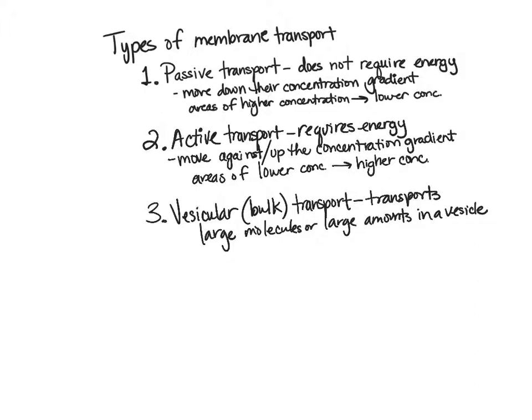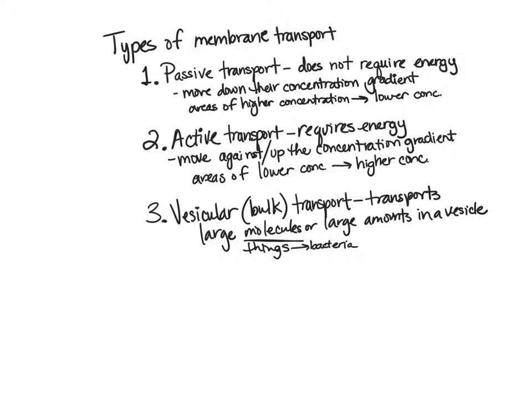This could also be something that is large, so whether it's a molecule or large things. And the reason I say things is, for example, bacteria. Our bodies will bring in bacteria in a vesicle. So when it's trying to get rid of a bacterium, it can grab onto it in a vesicle, bring it into the cell, and then destroy it. So really large molecules, really large things like bacteria, or large amounts of things can be brought in a vesicle.